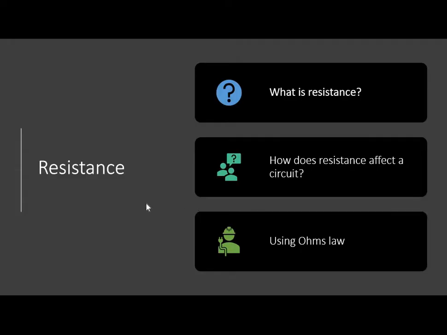So today's agenda, we're going to look at what is resistance. We're going to look at how resistance affects a circuit, and then we're going to use Ohm's Law to work out some resistance problems. So make sure you have pen and pencil ready and a calculator and your notes book.